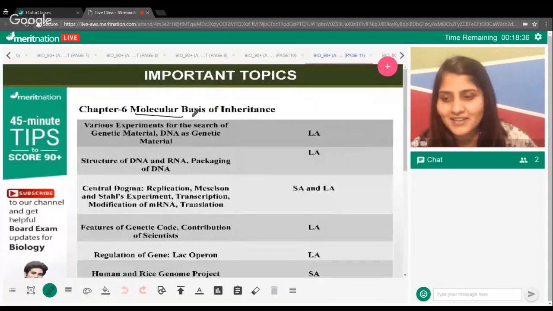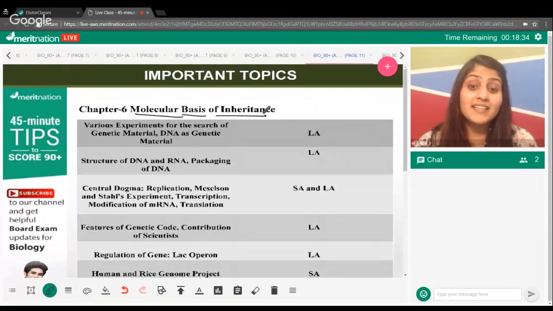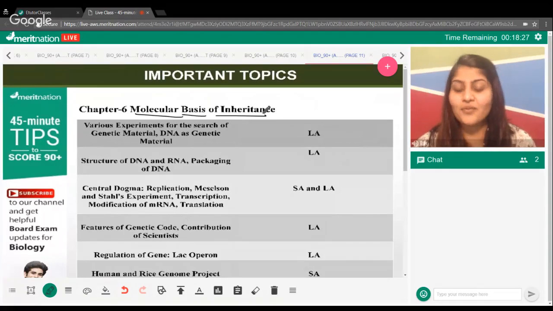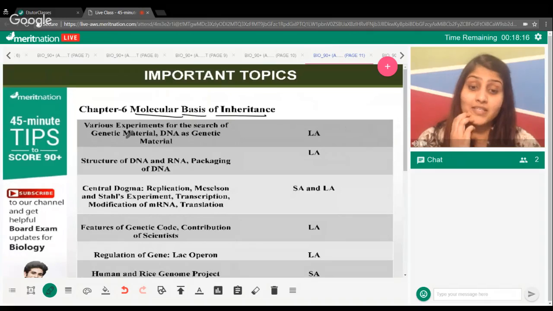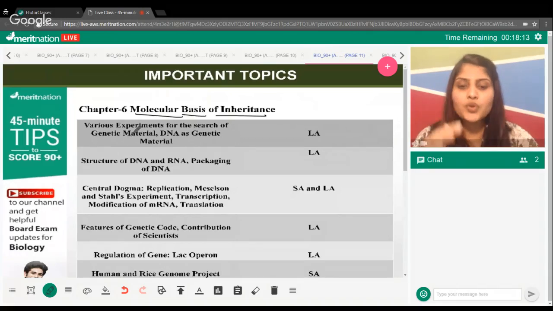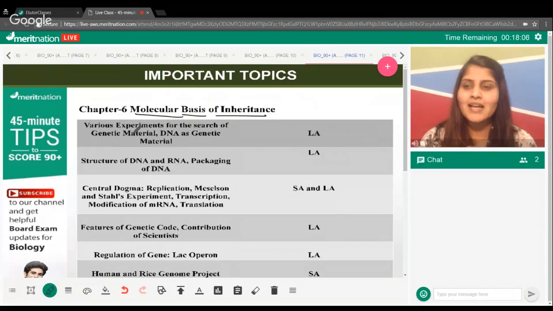Moving on further, your next chapter, molecular basis of inheritance. This is a typical chapter where there are many chances of long answers, chances of short answers, sometimes very short answers as well. Now, starting with the chapter. In this particular chapter, you get to meet many guys. You start with Griffith, then you meet three people who repeated Griffith's experiment. Then you meet somebody called Hershey and Chase, right?